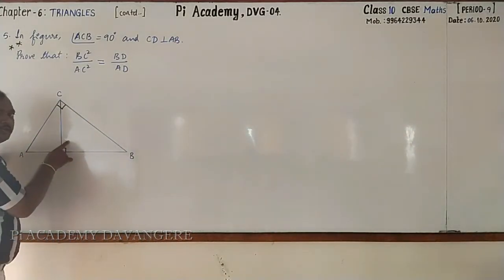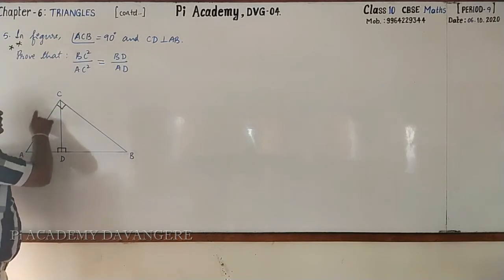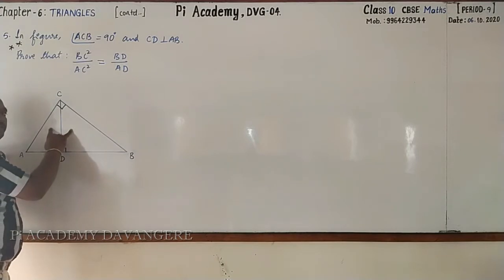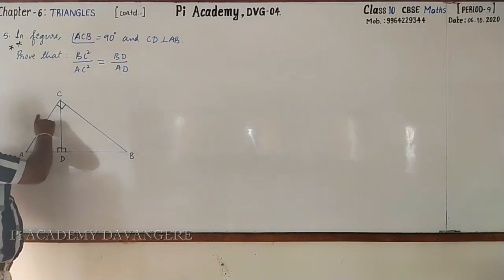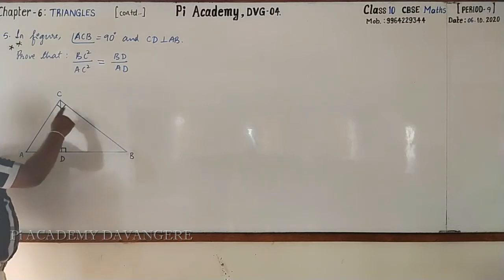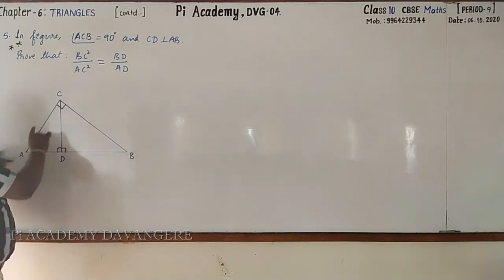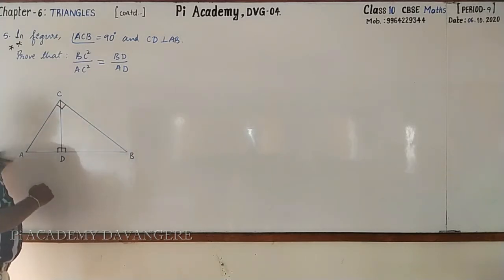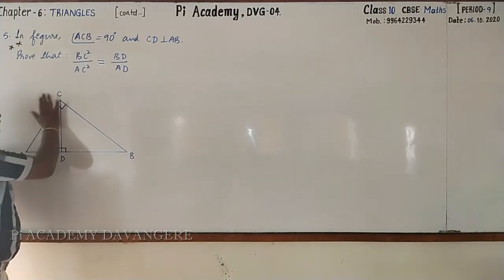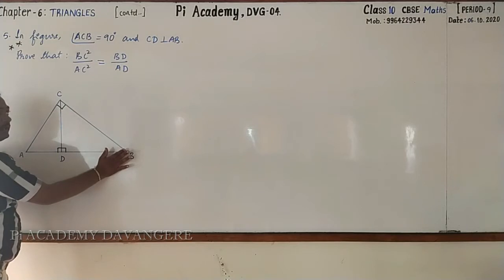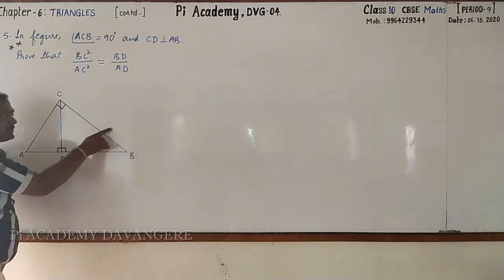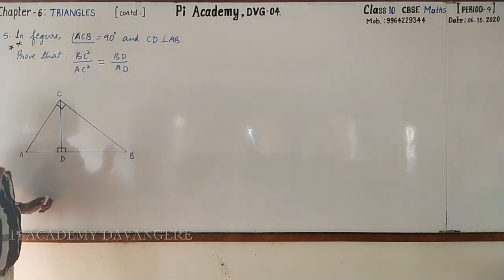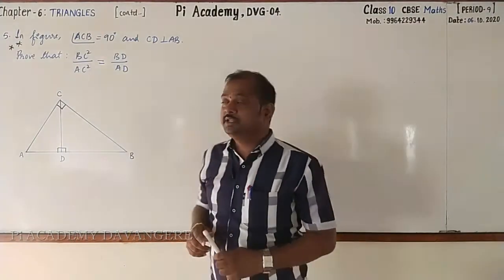If a perpendicular is drawn from the vertex of a right angle triangle to the hypotenuse, then two triangles are formed, and each of these triangles is similar to the given triangle. That means ADC is similar to ACB, and CDB is also similar to ACB. Now see that AC is the side of both the small triangle and the whole triangle. We get AC square. BC is the side of the main triangle as well as the small triangle. Clear? And we shall go for writing that statement.